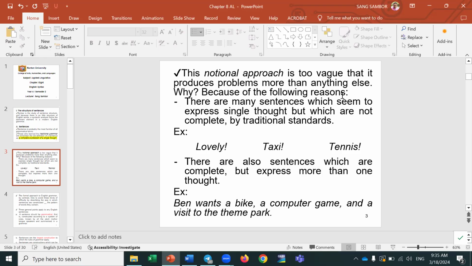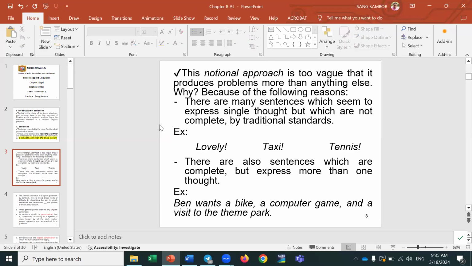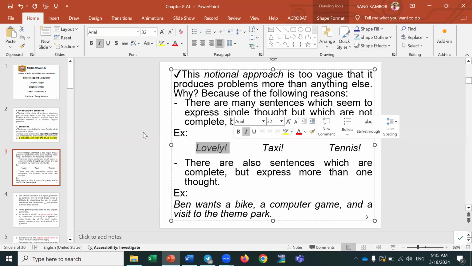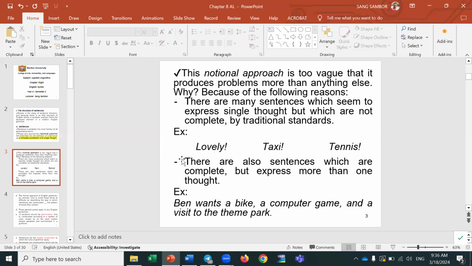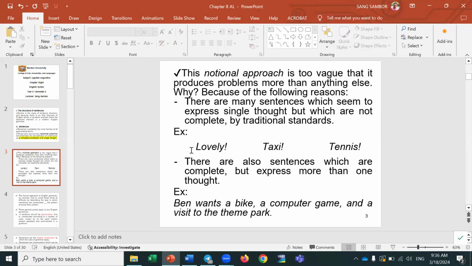Why? Because of the following reasons. There are many sentences which seem to express a single thought, but which are not complete by traditional standards. If you look back at the definition given in traditional English grammar, we say a sentence is a complete expression of a single thought. But sometimes, if you look at this one, lovely, this is not a complete expression, right? Is it complete, everyone? Lovely here, complete? No, it is not complete.